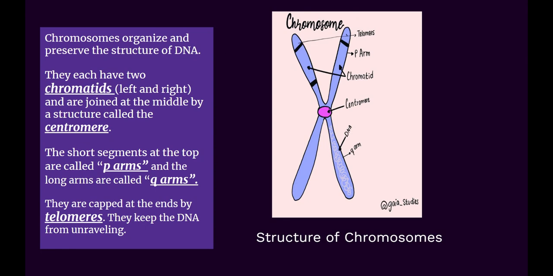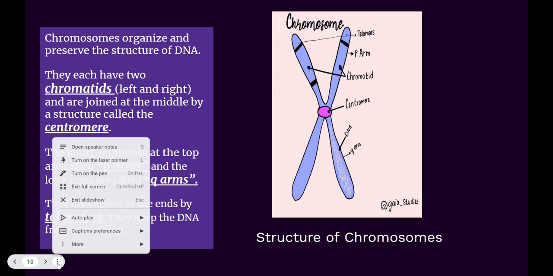You can speed this video up, by the way. I won't prevent you from doing that in Edpuzzle. But each chromosome has 2 chromatids. They are, watch my pointer. Can I get a pointer? Hold on.